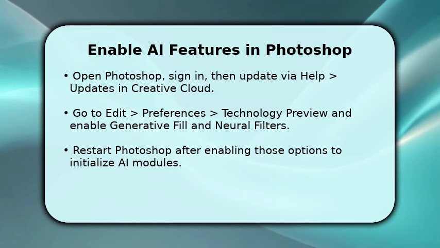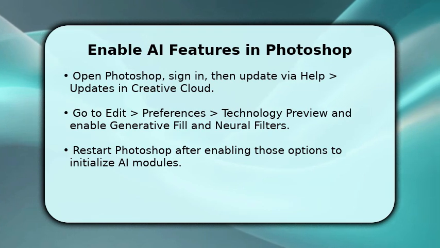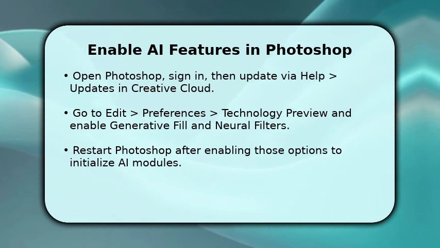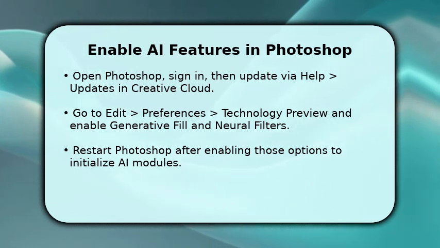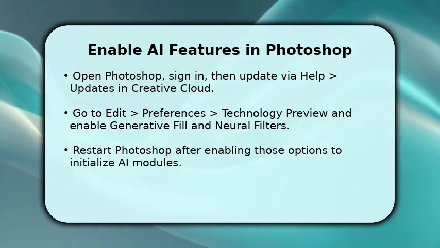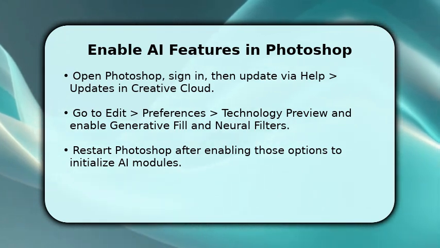First, open Photoshop and confirm you are signed into your Adobe account. Use Help, Updates to ensure Photoshop and Creative Cloud are fully updated. Then open Edit, Preferences and choose Technology Preview to access experimental AI settings. Toggle on Generative Fill and Neural Filters from that panel. Apply the changes and close preferences.